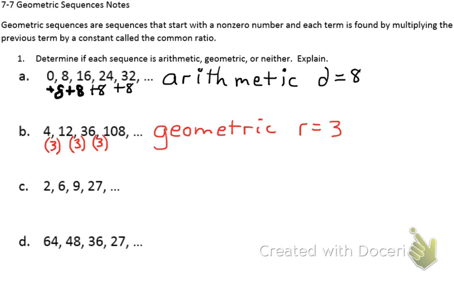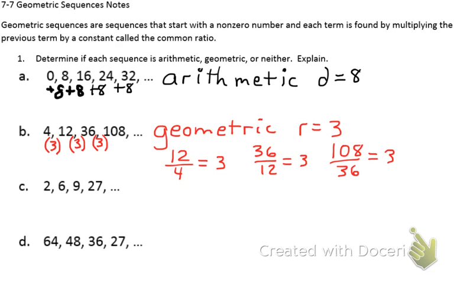Now here's why we call it a common ratio. What we can do is take a term and divide it by the previous term. 12 divided by 4 is 3. If we do 36 divided by 12, we get 3. If you do 108 divided by 36, you also get 3. So it's a common ratio. So geometric and our common ratio is 3.